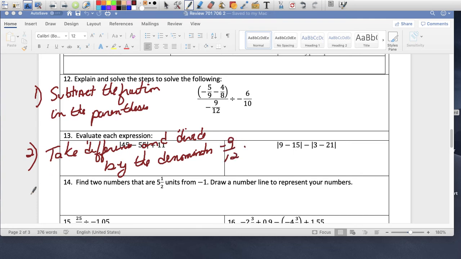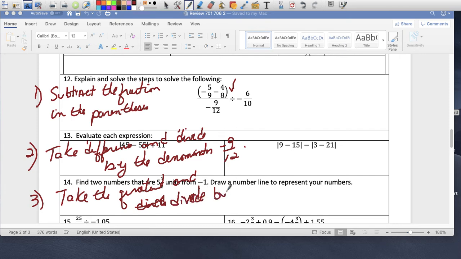What do we do after that? Once we find the quotient of it, it's a division, right? We're dividing, so take the quotient, whatever the answer is, and divide again. Divide that by -6 over 10. That's what we have to do.